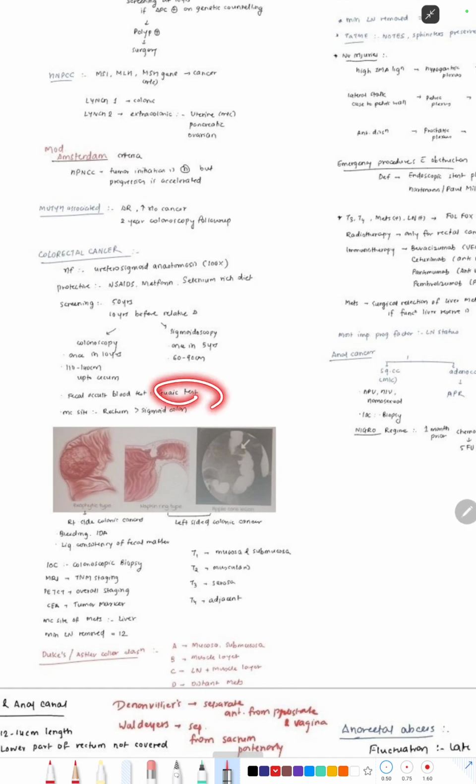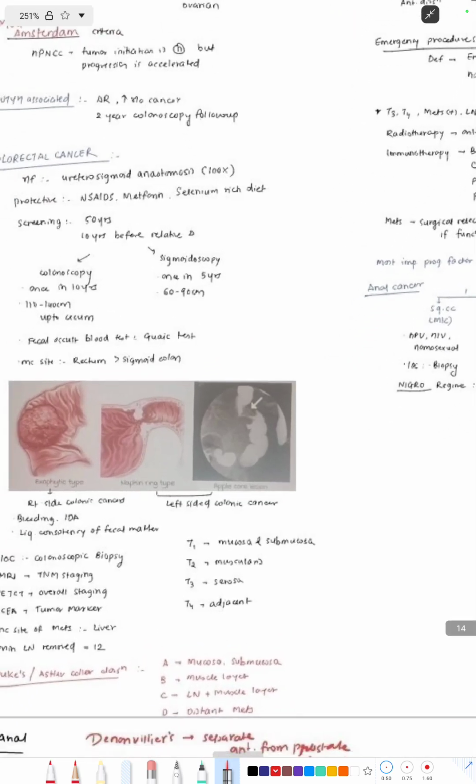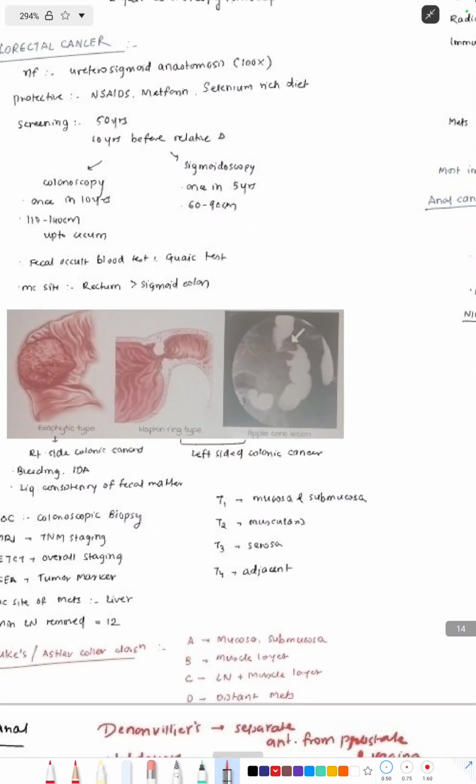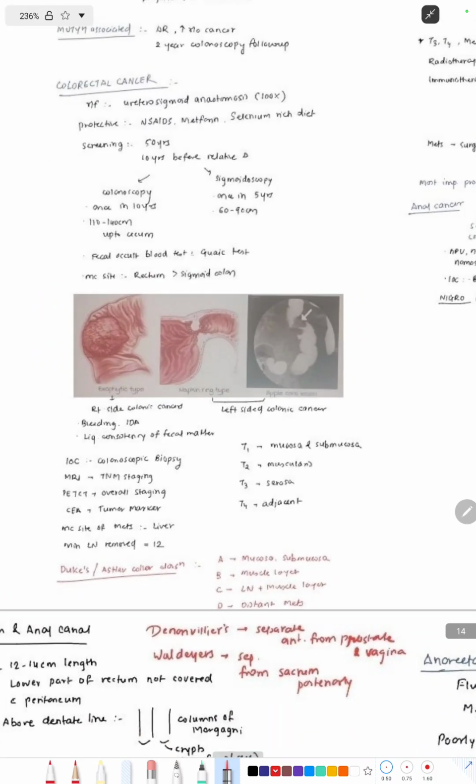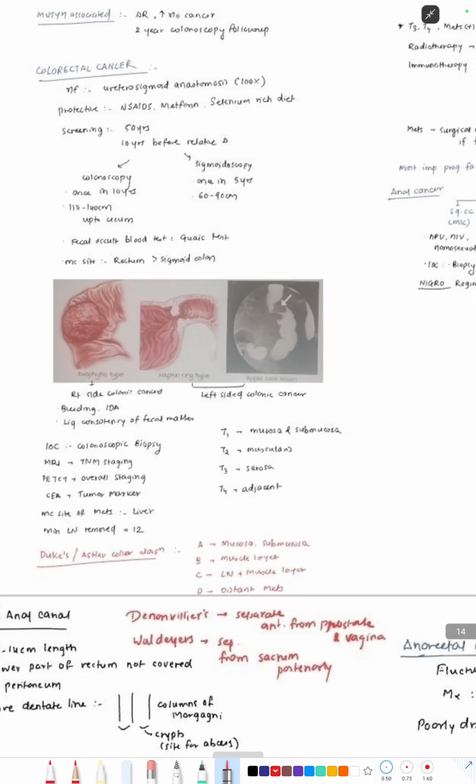Fecal occult blood test, that is called the Guaiac test, can be done. Most common site for colorectal cancer is going to be the rectum followed by the sigmoid colon. Then there are different types. The exophytic type or ulceroproliferative type is seen on the right side, where there is bleeding and increased chances of iron deficiency anemia, and there is more liquid matter in the feces. While in left sided colon cancer, it has an apple core or a napkin ring type of lesion. Investigation of choice is colonoscopic biopsy, not only colonoscopy but colonoscopic biopsy.